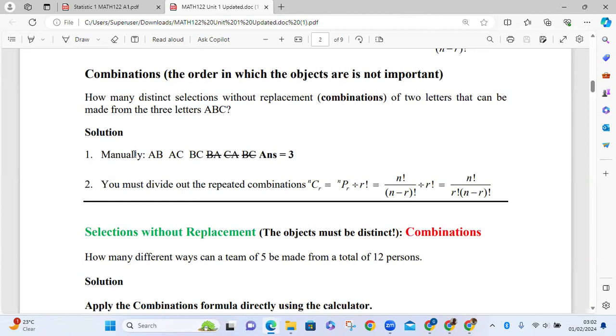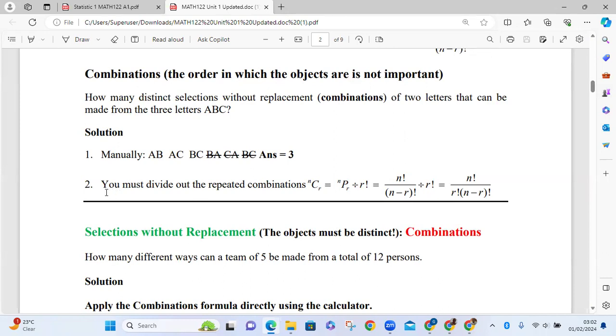So BC and CB would be the same combination. AC and CA, the same combination. AB and BA is the same combination. So therefore, there are three combinations of two letters that can be made from the set ABC. Actually, ABC is one combination. If you put ABC and you put BCA, that's the same combination of letters. No matter how you arrange them, the combination of letters is the same. It's an A and a B and a C that is present. No matter in what order you put them, that will be the same combination. In combinations, order is not important.